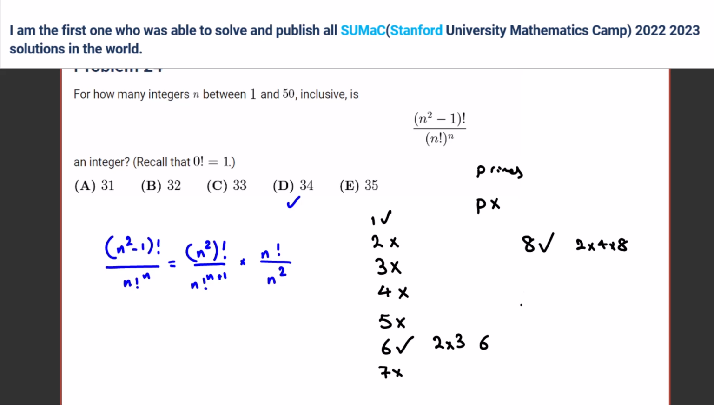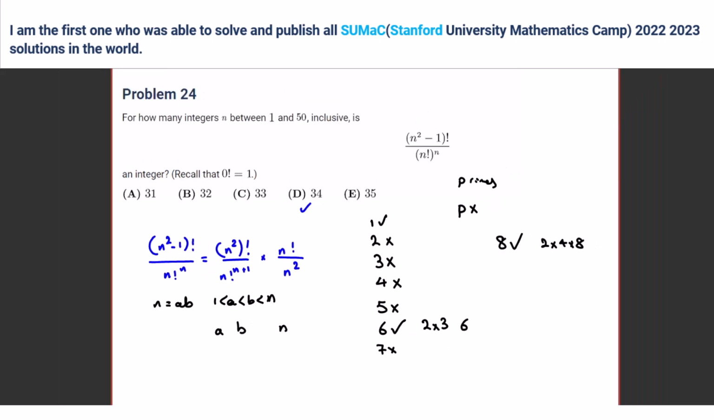And if n is a composite number, you can say n is a times b. If n is a times b, and a and b are, let's see if we can write it like this, right? Agreed. So in this case, it's good. So we can write which numbers in this form?